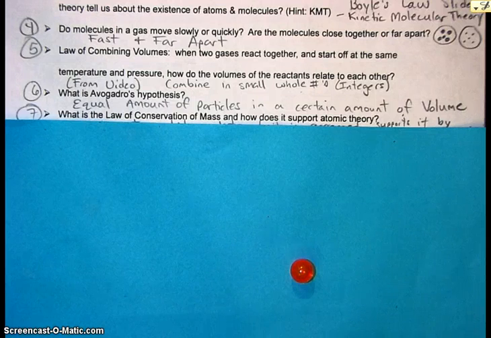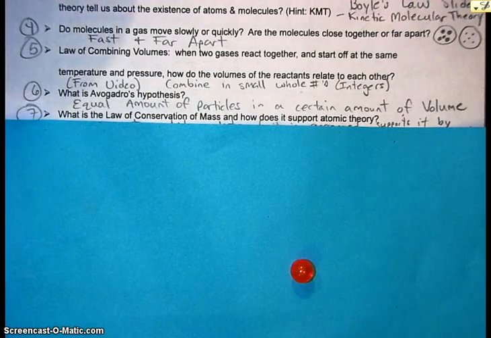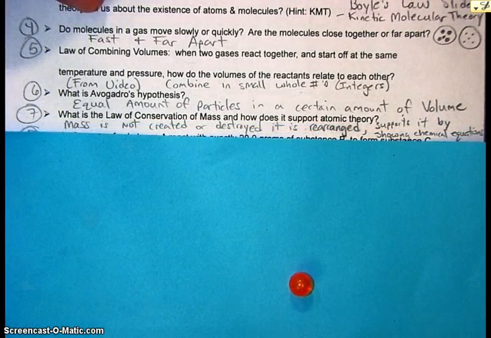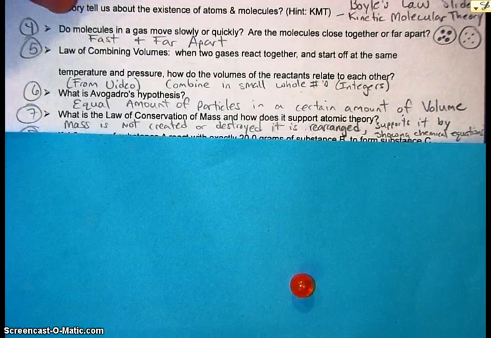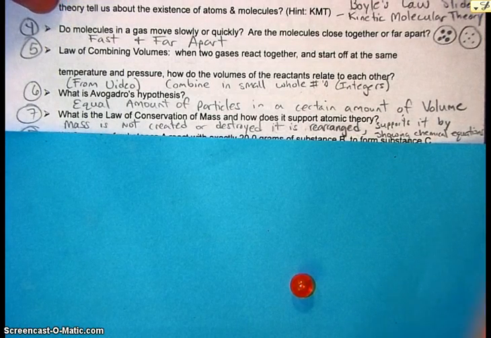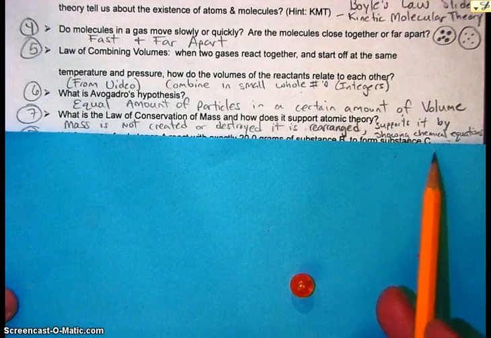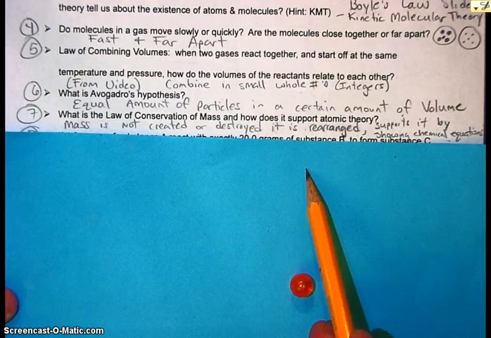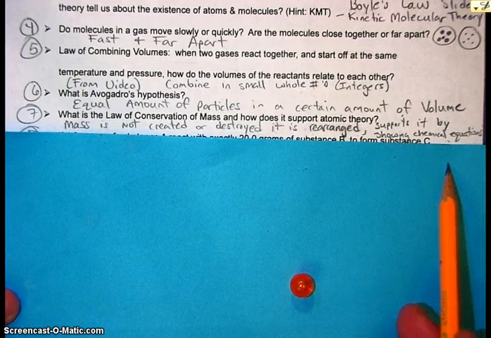Okay, question number 7. It says, what is the law of conservation of mass and how does it support atomic theory? Well, mass is neither created nor destroyed; it is just rearranged, and it supports atomic theory when you show where the mass goes in the chemical equations. You have to account for the mass on the left side of the equation, and it should equal the mass on the right side of the equation.